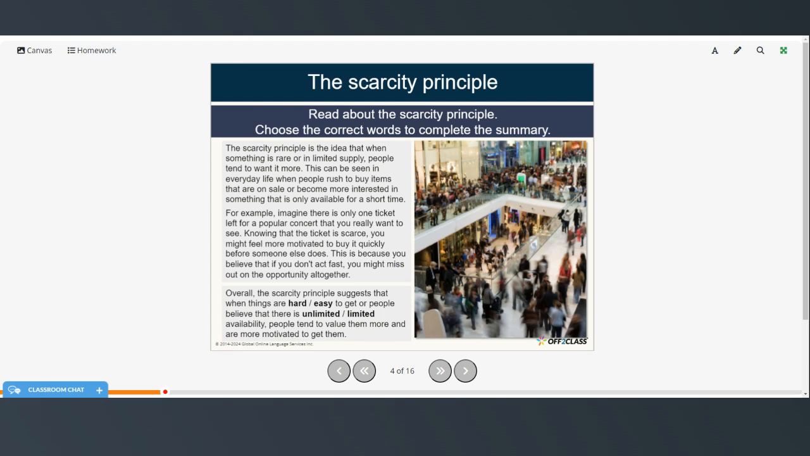For example, imagine there is only one ticket left for a popular concert that you really want to see. Knowing that the ticket is scarce, you might feel more motivated to buy it quickly before someone else does. This is because you believe that if you don't act fast, you might miss out on the opportunity altogether. So, overall, the scarcity principle suggests that when things are hard to get, or people believe that there is limited availability, people tend to value them more and are more motivated to get them.